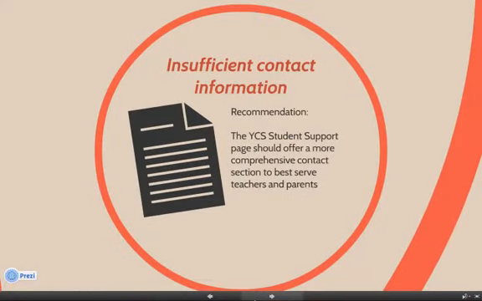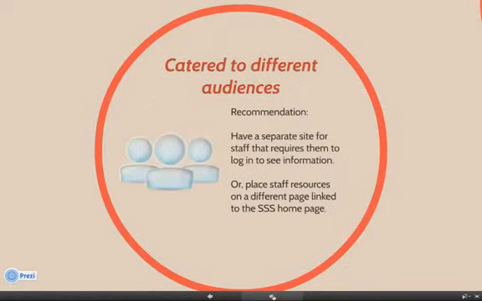Finding number 3, insufficient contact information. The Student Support Services page doesn't provide enough contact information that's critical for staff and parents to find the resources they need. Our survey showed us this evidence, that 80% of respondents who have visited the Student Support Services page visited the website to find contact information. Our recommendation: the Student Support Services page should offer a more comprehensive contact selection to best serve teachers and parents.